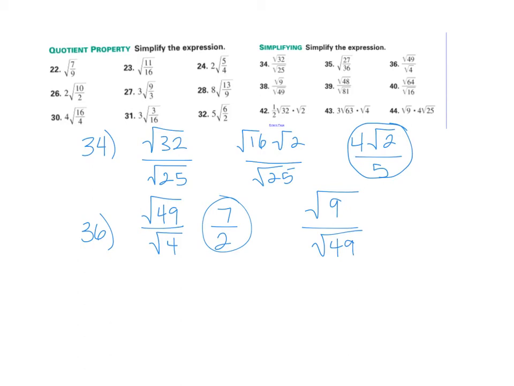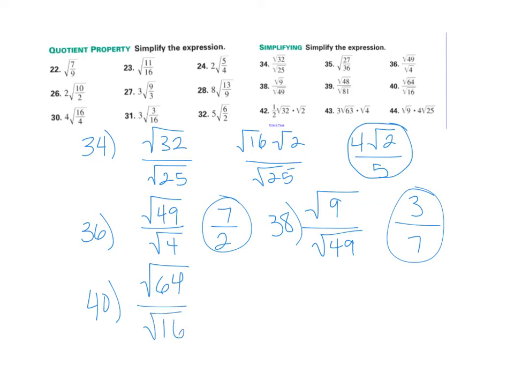Once again, these are perfect squares. Square root of 9 is 3. Square root of 49 is 7. 3/7. 40 is going to be root 64 over root 16. Well, once again, perfect squares. So square root of 64 is 8. Square root of 16 is 4. And then this could simplify into 2.